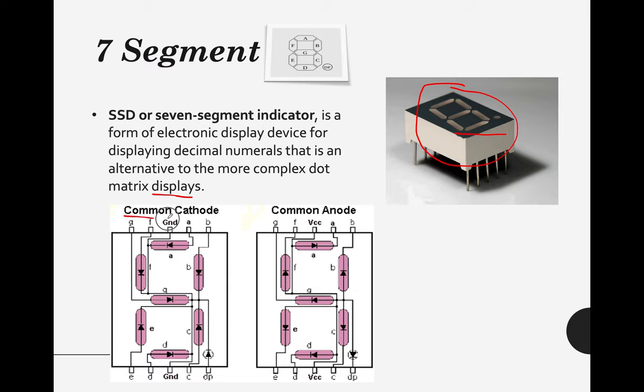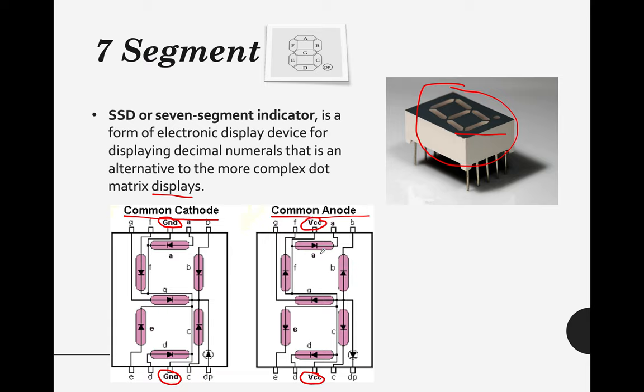We have common cathode. By the word itself, cathode, this is negative because of the ground that you will use. And also the common anode. We have the VCC or the 5 volts or the voltage. And basically in my project right now, I will show you a common anode example.